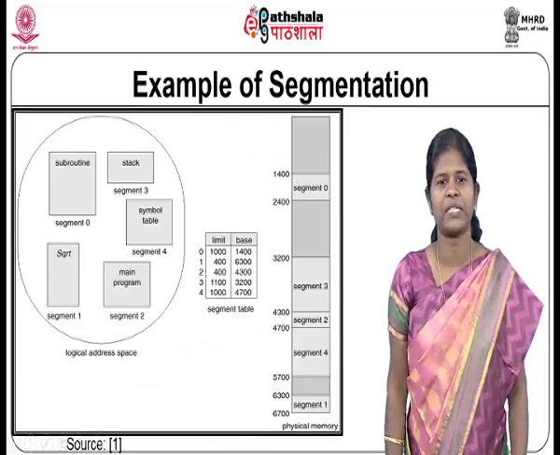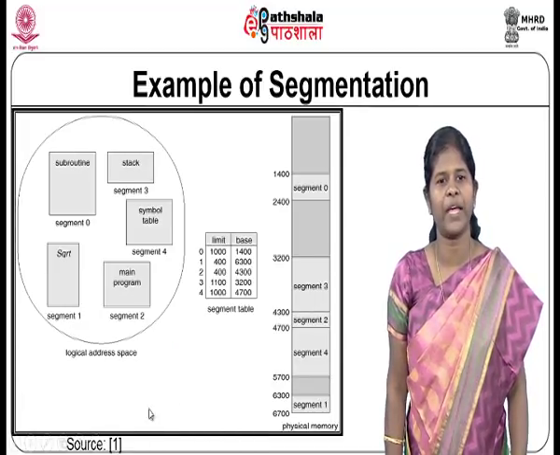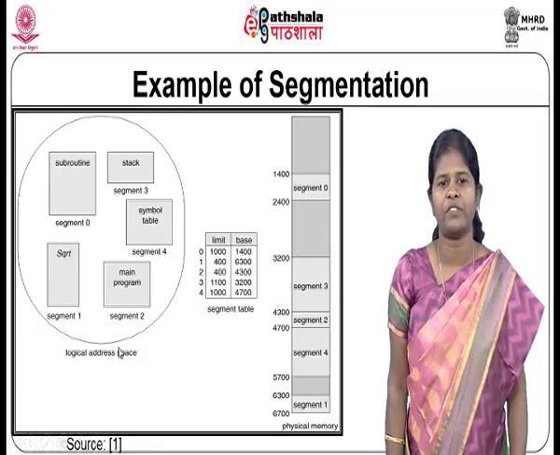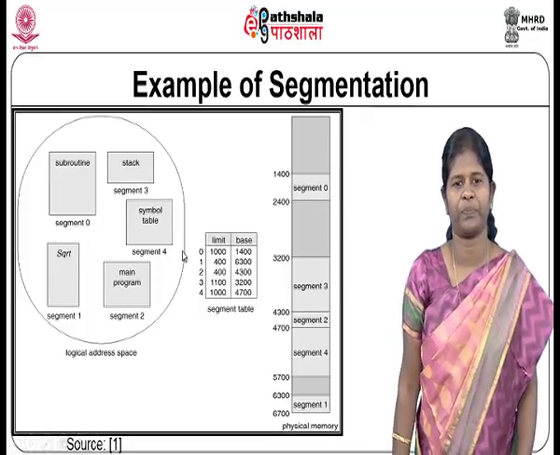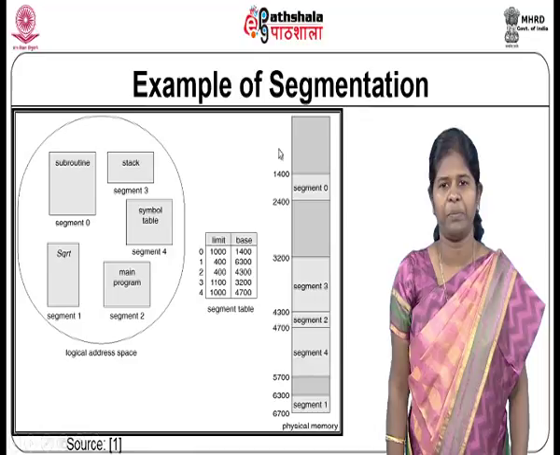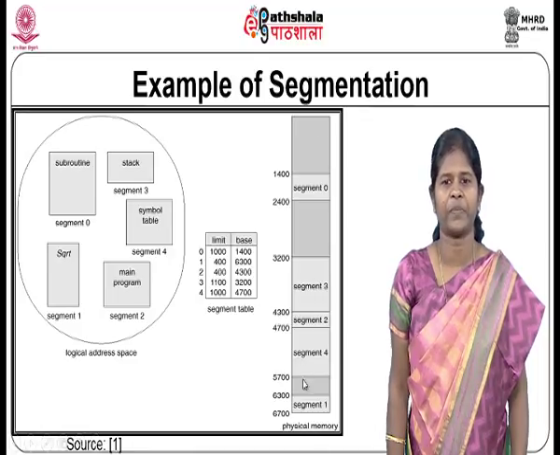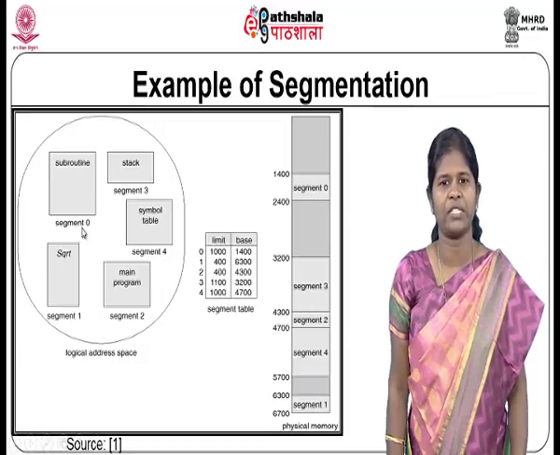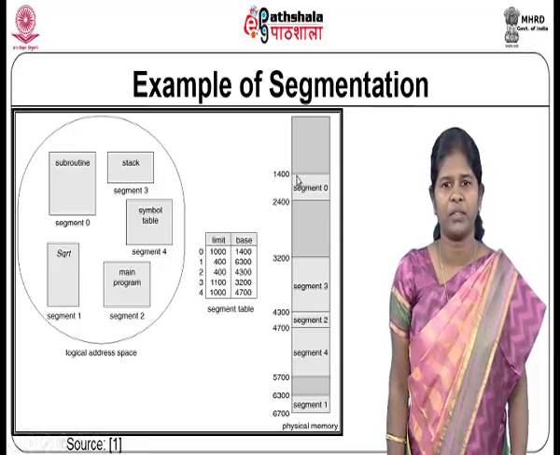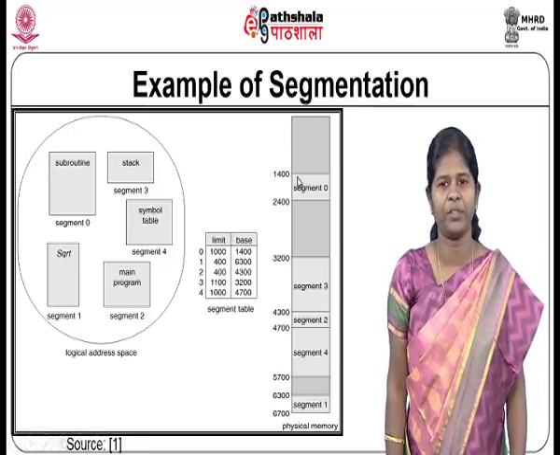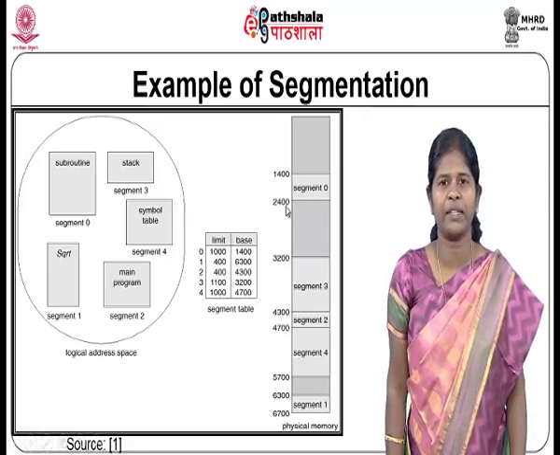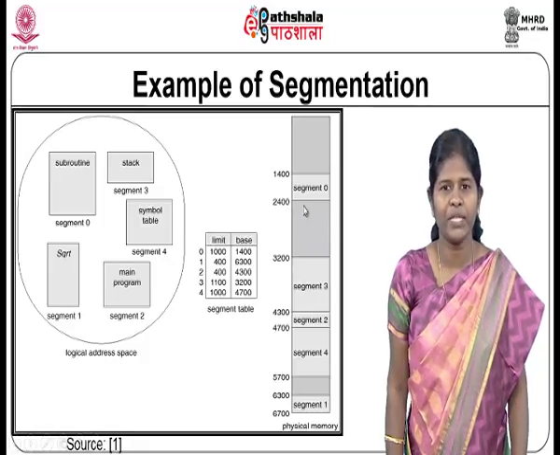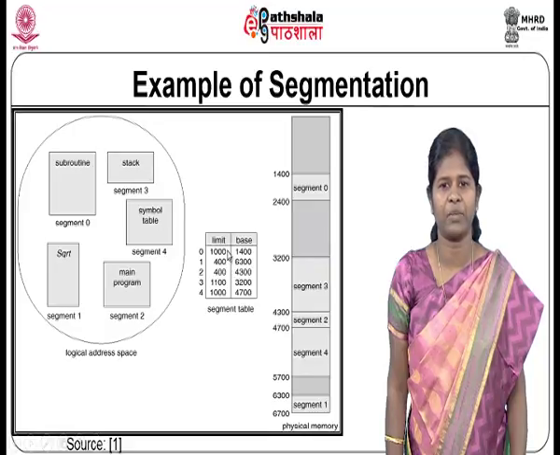Now let's look at this example. The logical address space has 5 segments, segment 0, 1, 2, 3 and 4, and these segments can be placed anywhere in the physical memory. Here you can see that segment 0 is placed in the physical memory starting at memory location 1400, and the length of the segment is 1000, and hence it goes on till the address 2400. Now, this information is stored in the segment table.